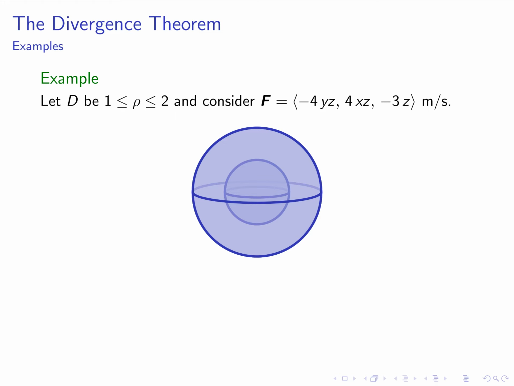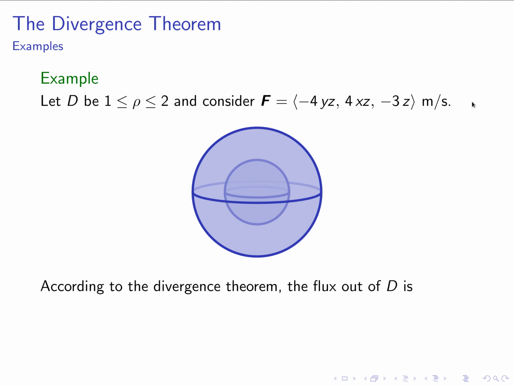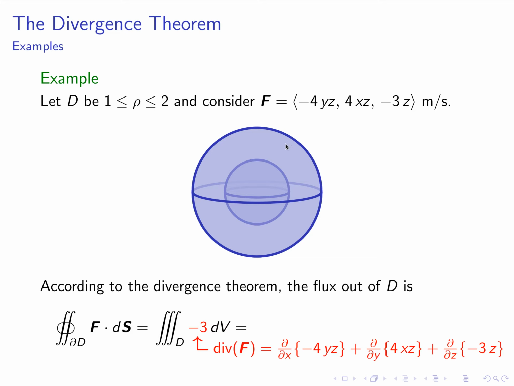So we previously calculated the flux out of this domain by individually looking at the two parts of the boundary of this domain and calculating the flux directly. Well, we can now apply the divergence theorem, which says that the flux out of this domain is the same thing as the triple integral of the divergence of this vector field throughout the domain.